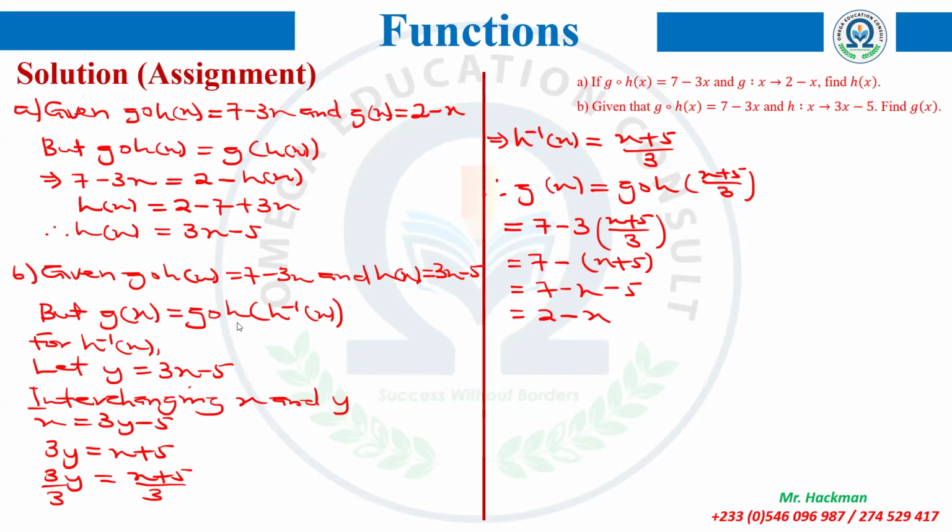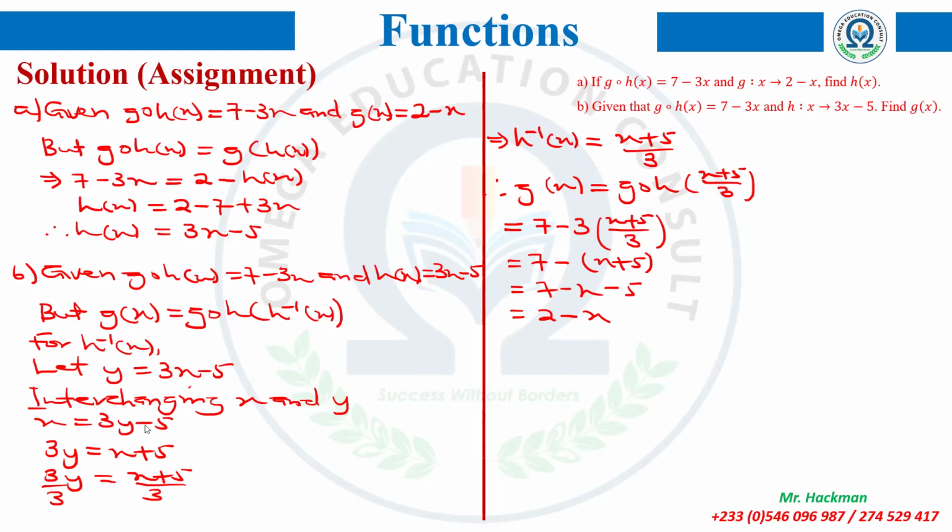So we write g of x will be equal to g of h fed with that. At that point, I know g of h, that I can feed with any function. But unfortunately, I don't know h inverse that I can use to feed g of h. So I set out to look for my h inverse of x. For h inverse of x, you know the steps you are supposed to go through. Let y be equal to your h of x, which is 3x minus 5, interchanging x and y.